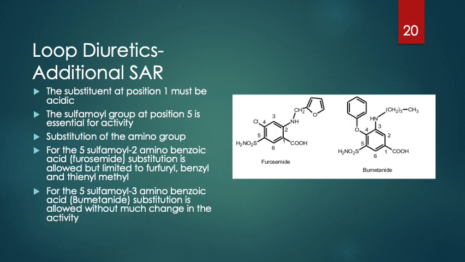When it comes to bumetanide, the 5-sulfamyl 3-aminobenzoic acids, substitution is allowed without much change in the activity. So we can have substitution or changes at this amino group here, and that will not change much in the activity of the drugs. So this concludes the part of our lecture on the loop diuretics.